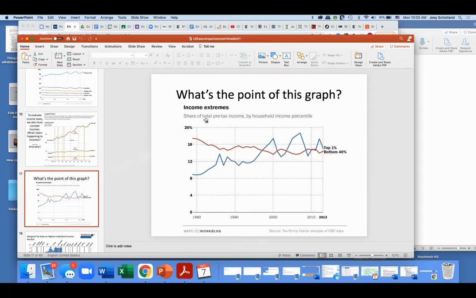Okay, so here you see the share of total pre-tax income. So the top 1%, the richest 1% of Americans, owns about 16% of the nation's income, and that's about the same as the bottom 40%, the poorest 40% of Americans. So what's the point of this graph?